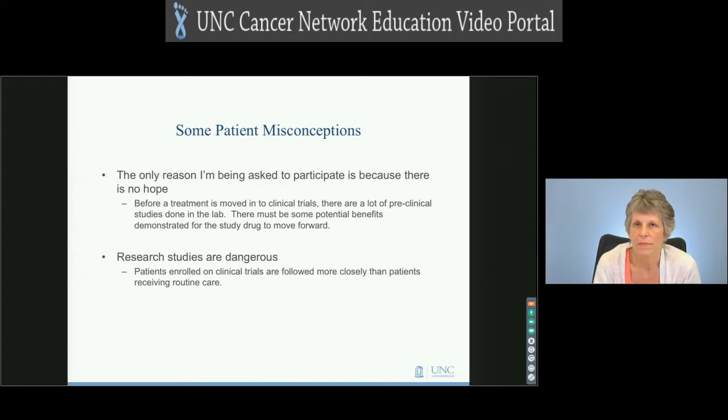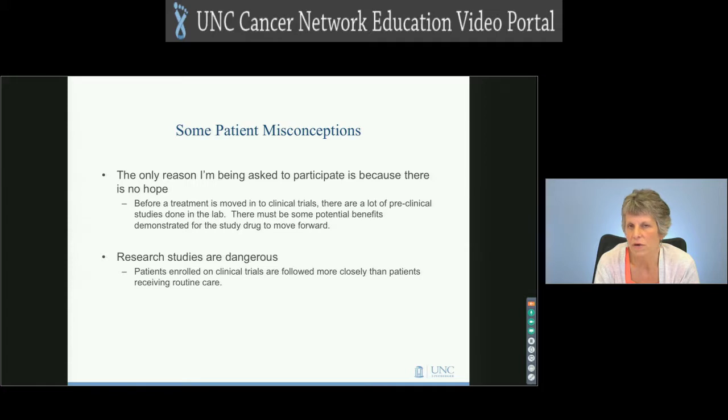I worked as a phase 1 research nurse for 7 years before I moved into a leadership role, and I heard a lot from patients say that the reason we're asking them to participate is because there's no hope, or I'm a guinea pig. They really are afraid that the reason we're saying this is, well, we might as well experiment on them because there's nothing else that we can do for them, so let's just see what we can learn, and that's not the case.